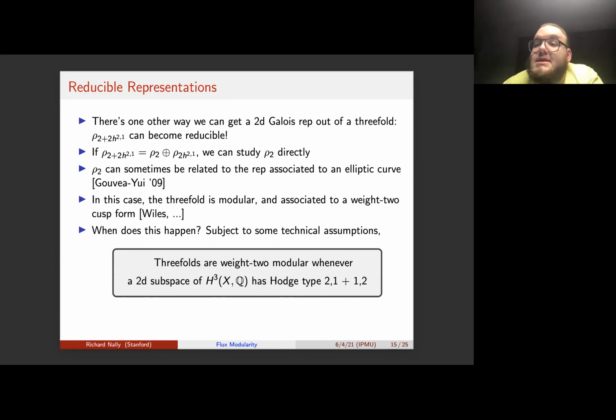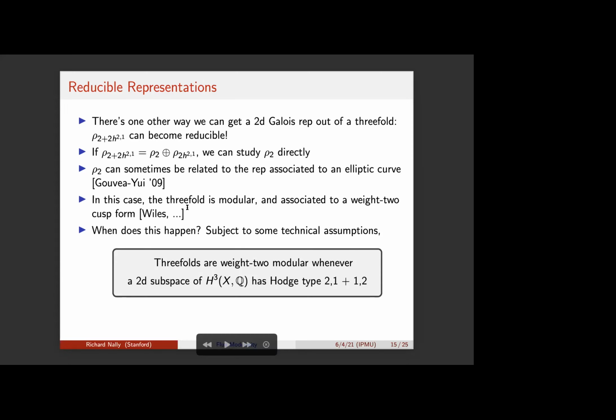If h21 is not 0, you're not quite out of luck. You can sometimes get a 2-dimensional Galois rep out of a higher dimensional Galois rep if it is reducible. So if I have my high dimensional Galois rep and it turns into a 2-dimensional piece plus a 2 h21 dimensional piece, you can study the 2-dimensional piece directly. And in some cases, rho 2 can be related to the Galois rep of a weight 2 eigenform, and then we say that the threefold is weight 2 modular. Its point counts give you the Fourier coefficients of a weight 2 modular form in a way very similar to how elliptic curves did.